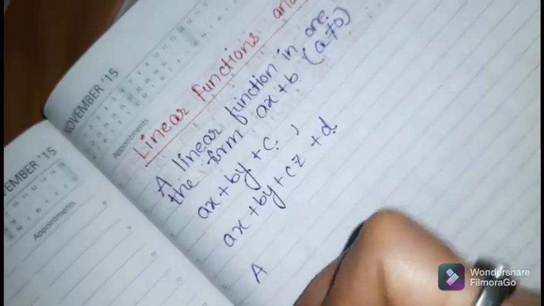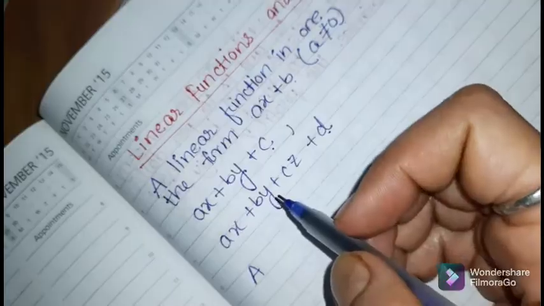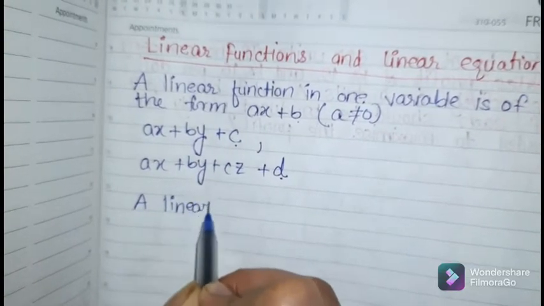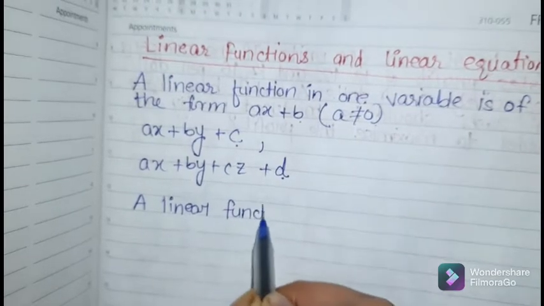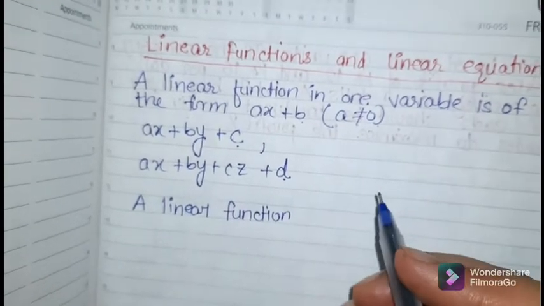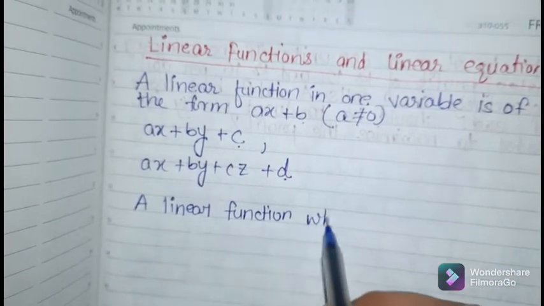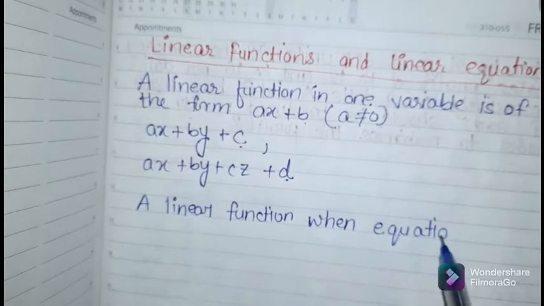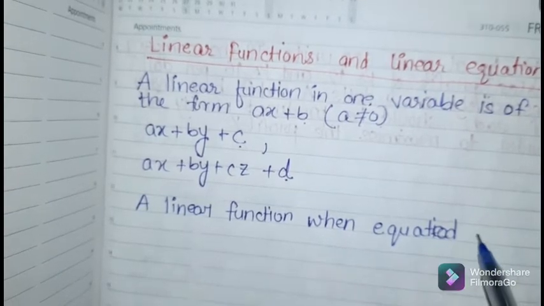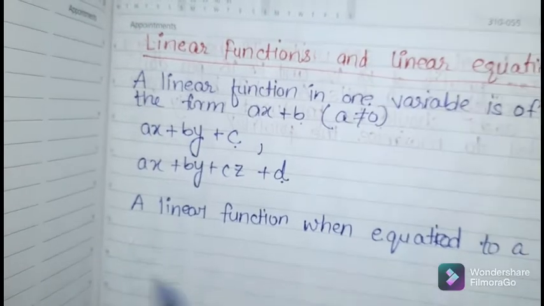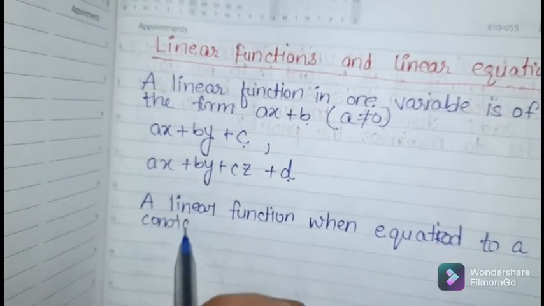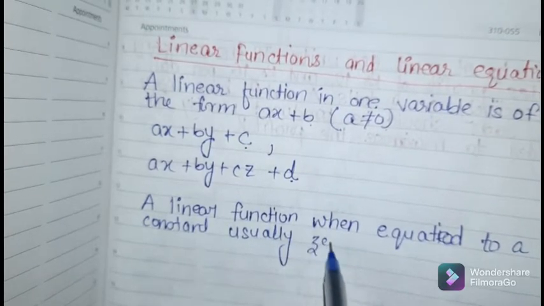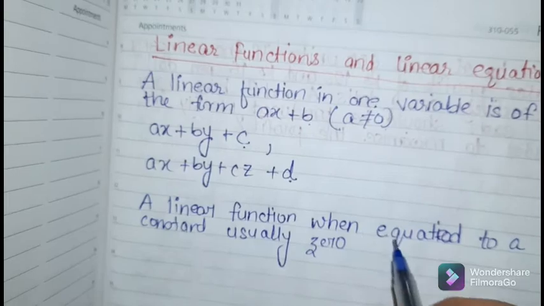A linear function when equated to 0, means equated to any constant, but generally we equate it to 0, equated to a constant, usually 0, then it is called a linear equation.